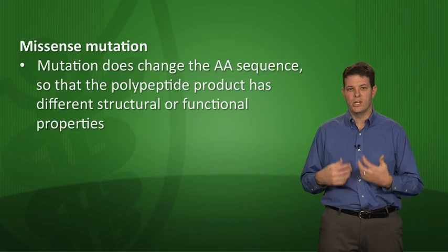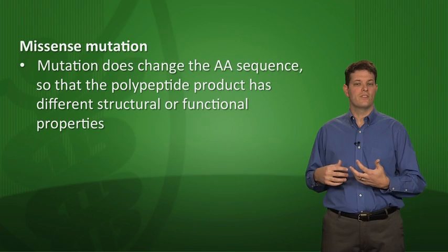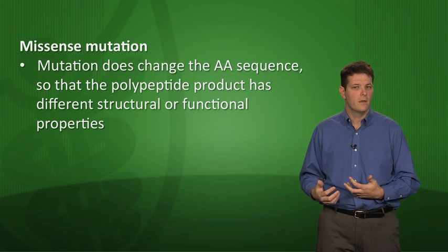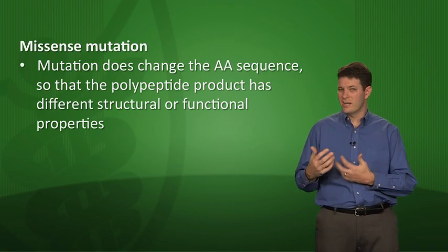Another type of mutation is a missense mutation, where the mutation does change the amino acid sequence so that the polypeptide product has different structural or functional properties. Maybe the protein folds differently, and that makes it non-functional, or it just functions in a different way.